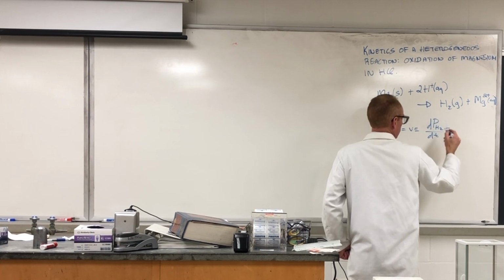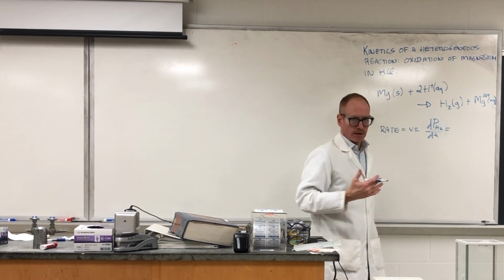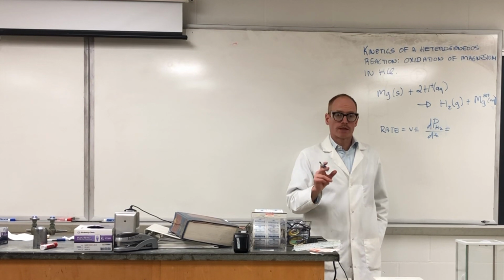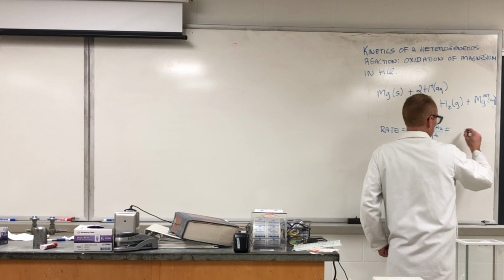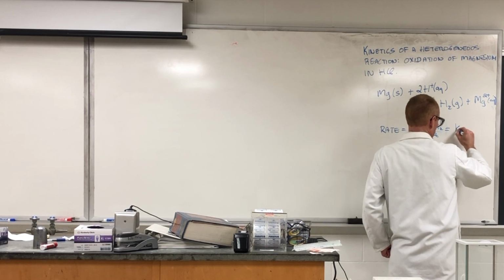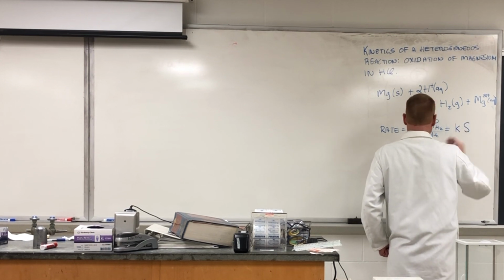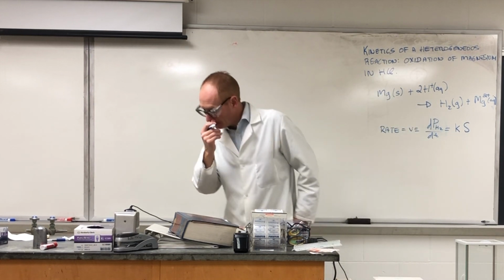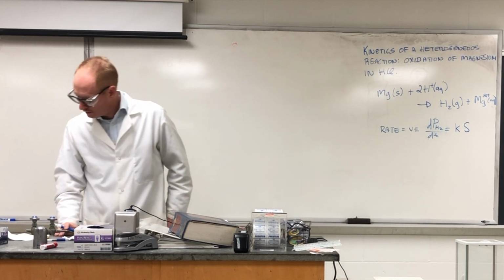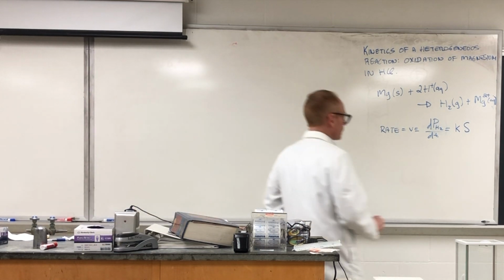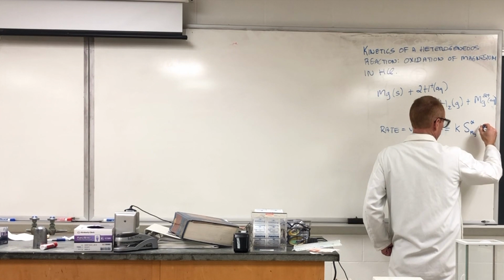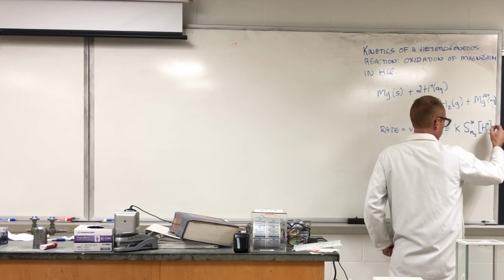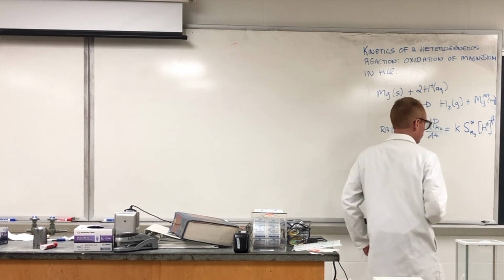dPH2/dt. And this will depend on the surface area of the magnesium strip and the concentration of protons. So we have a general rate law, to be consistent with the book here. S is the surface area of the magnesium raised to its order, alpha, and then the proton concentration, molarity, raised to its order, beta.